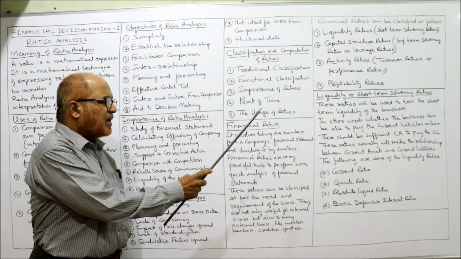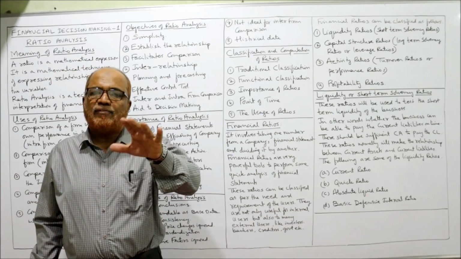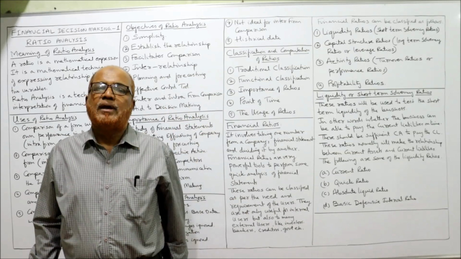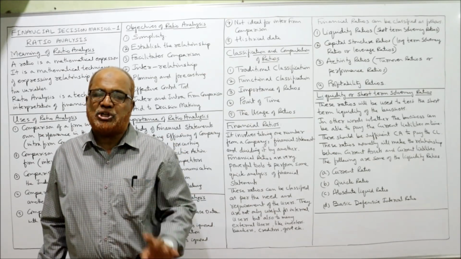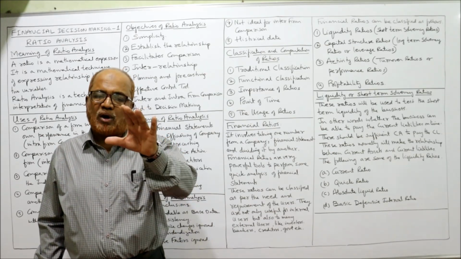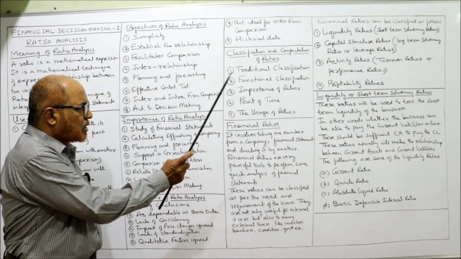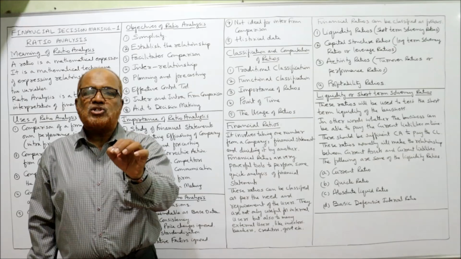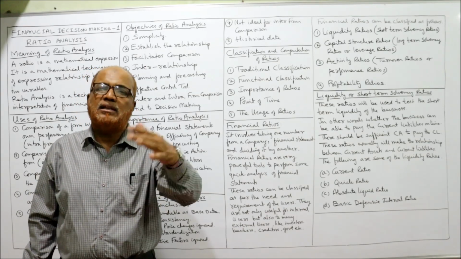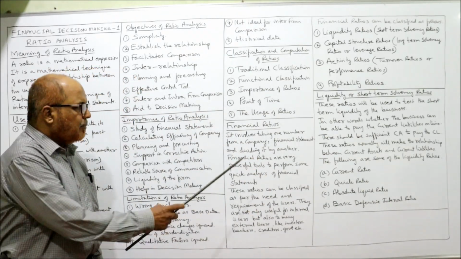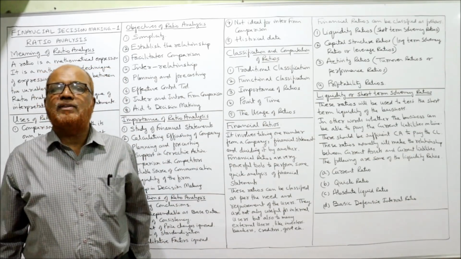Now next topic is financial ratios. Financial ratios means the ratios calculated from the financial statements. The financial statement consists of profit and loss statement and balance sheet. So from the values or figures given in profit and loss account and balance sheet, we calculate the ratios, and those ratios are called financial ratios. And financial ratios are very vital in analyzing and interpreting the financial statements. These are very important. These ratios can be classified as per the need and requirement of the users.